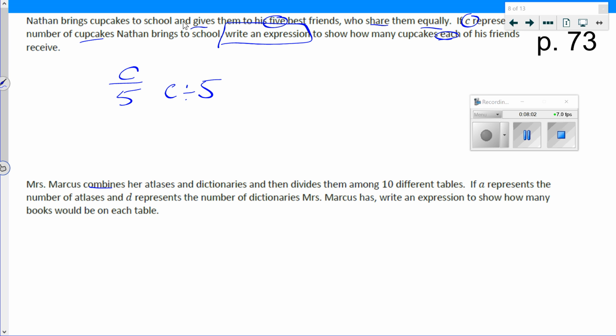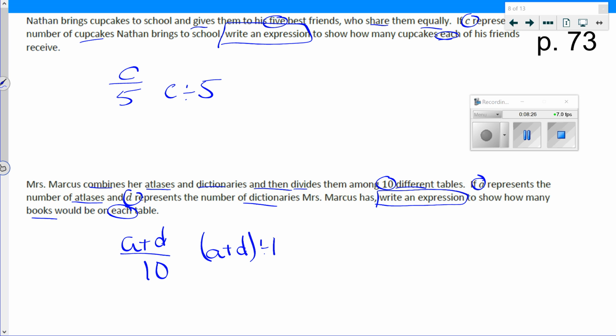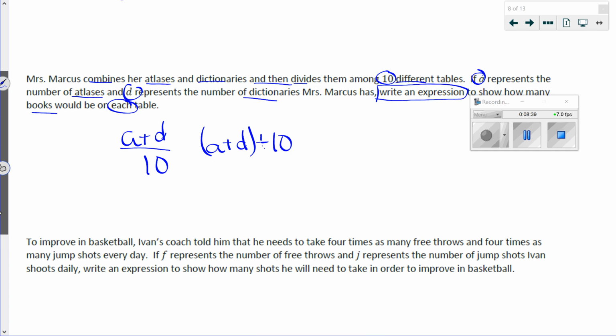Miss Marcus combines her atlases and dictionaries and then divides them among 10 different tables. If A represents the number of atlases, D represents the number of dictionaries Miss Marcus has, write an expression to show how many books would be on each table. So this one is really important because I have to add them first and then divide it by 10. You could also use the division symbol. But if you use the division symbol, you must have the parentheses. D plus A isn't wrong. That'd be okay, but you should do it the way it's written. It says atlases and dictionaries. So again, the way they write it in English, we should try to stay as true to that as we can.